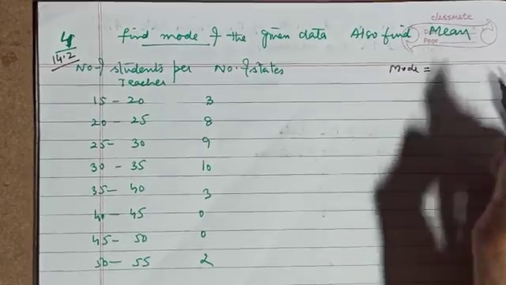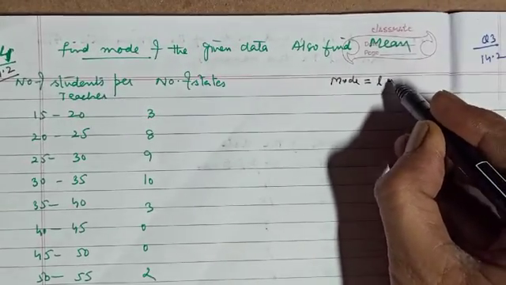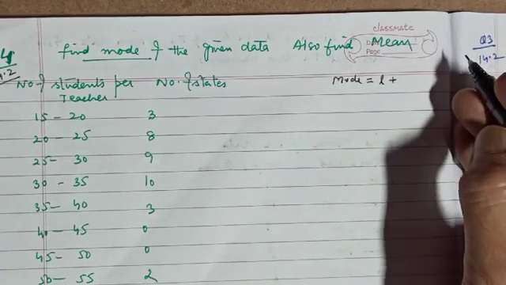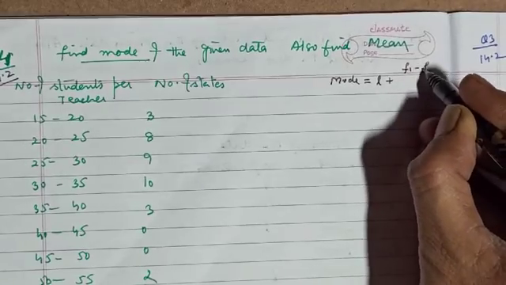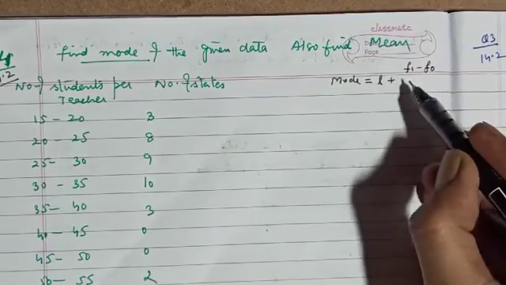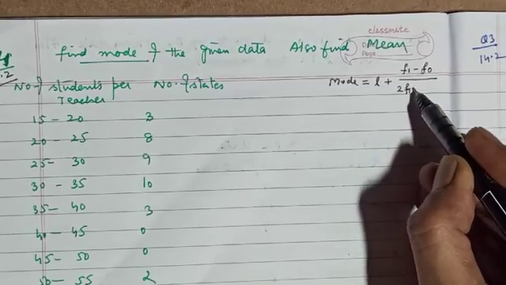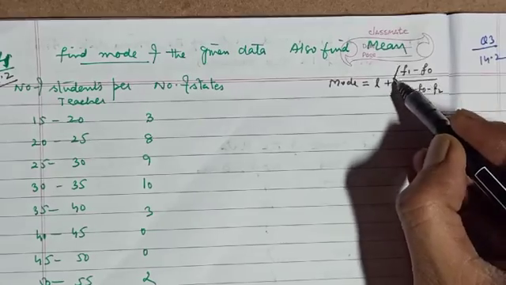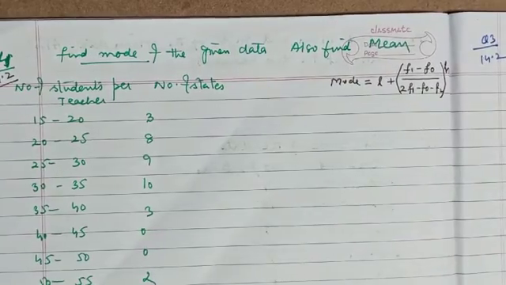we have the formula. It is L plus F1 minus F0 divided by 2F1 minus F0 minus F2 multiply by H.